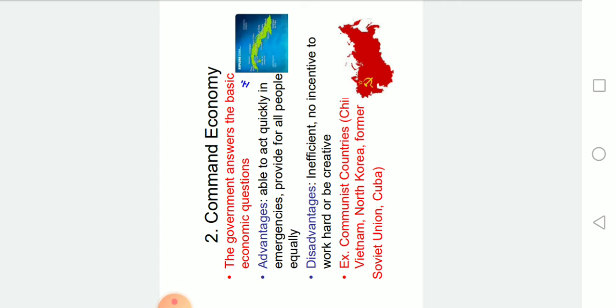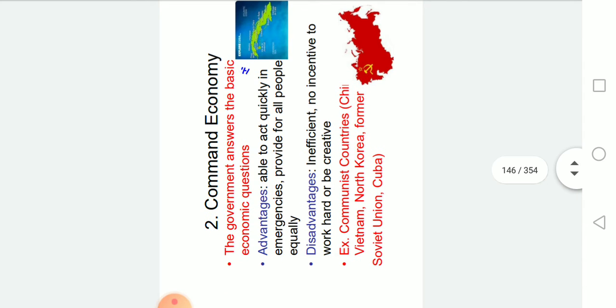Now we have here the command economy. It's here directed by the government. When the economy is directed by government, this means that it serves here the citizens, and it has this advantage, able to act quickly in emergencies. If you have an emergency, the government will interact very easily and quickly, and provide all people equally here. The disadvantages, so it's inefficient, no incentive to work hard or to be creative.